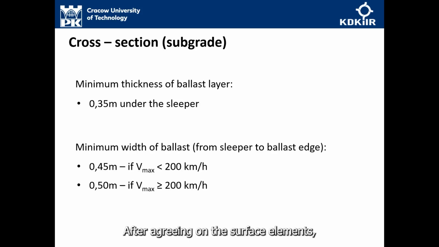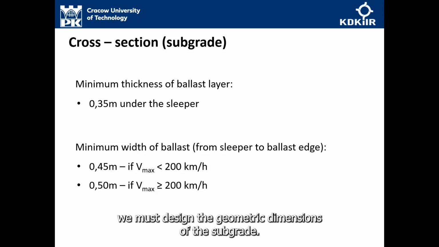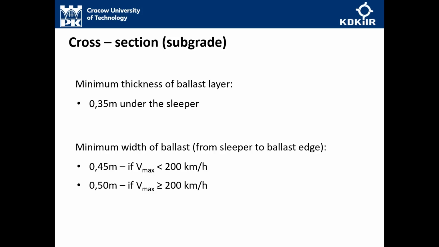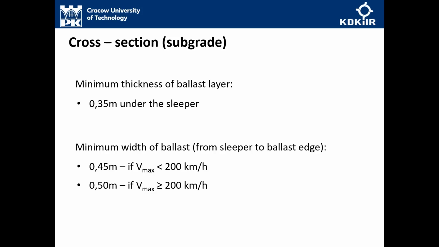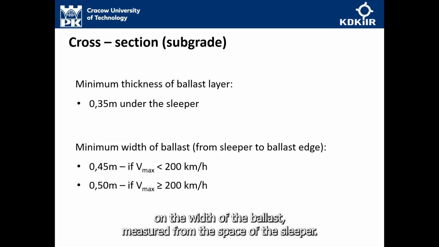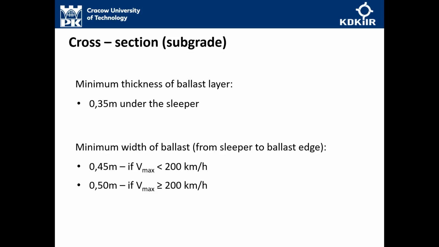After agreeing on the surface elements, we must design the geometric dimensions of the subgrade. Here we need to determine several elements. The first is the minimum thickness of ballast under the sleeper. This is defined simply and it sits at a minimum of 35 cm measured from the bottom of the sleeper. The second important length is the agreement on the width of the ballast measured from the face of the sleeper.